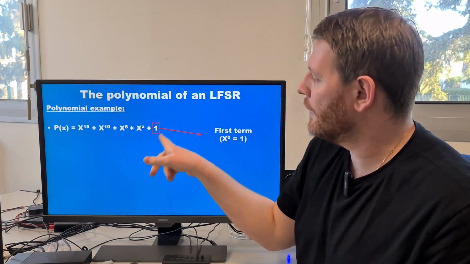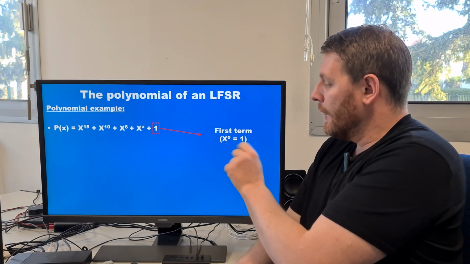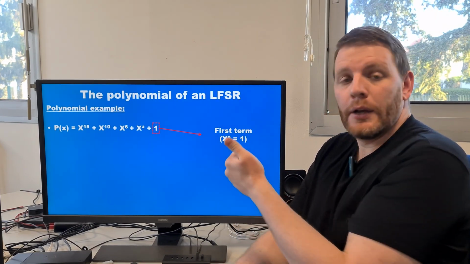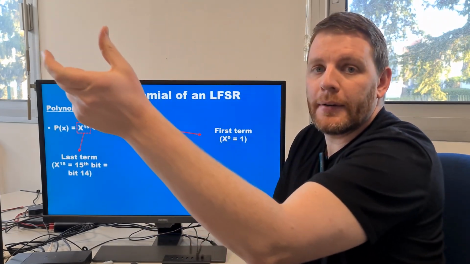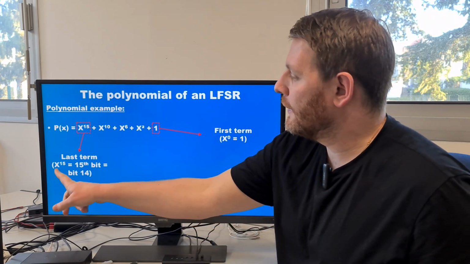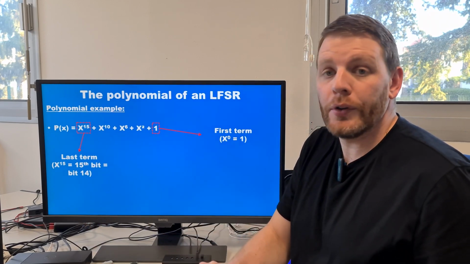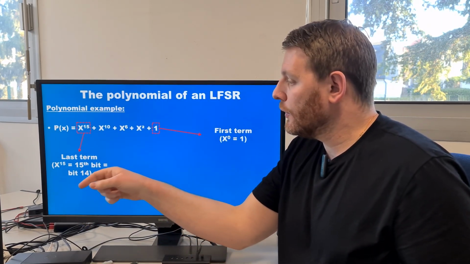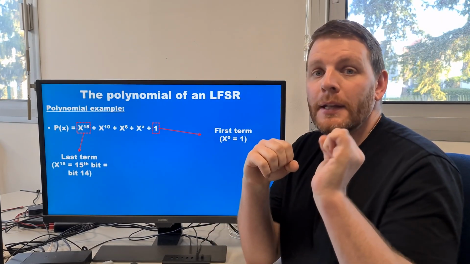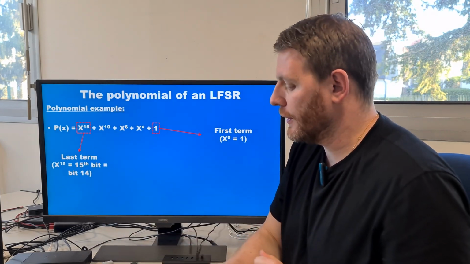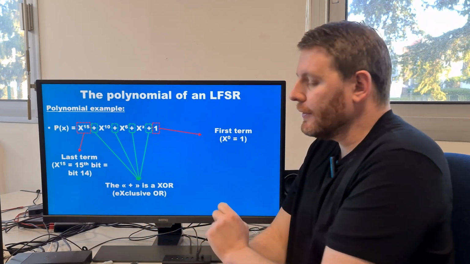Let's analyze the different terms. This is the first term, the lowest value term, X power 0 equal to 1. This is the last term, or the highest term, X power 15. This is the 15th bit, or bit 14. Let's not get confused. The first bit is bit 0, so the 15th bit is bit 14. And the plus here represents an exclusive OR.